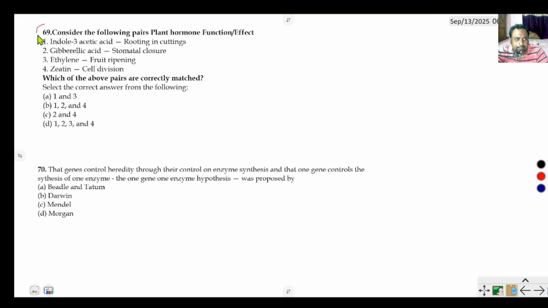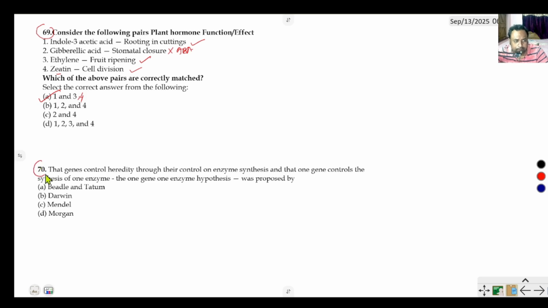Question number 69 says, consider the following pairs: plant hormones, functions, effects. Indole 3-acetic acid, rooting in cuttings. Indole 3-acetic acid is a rooting hormone. Gibberellic acid, stomata closure, not correct. This is by abscisic acid. Ethylene, fruit ripening, right. Ethylene is also called a gaseous hormone. Cytokinin represents cell division. So 1, 3 and 4 is the correct option.